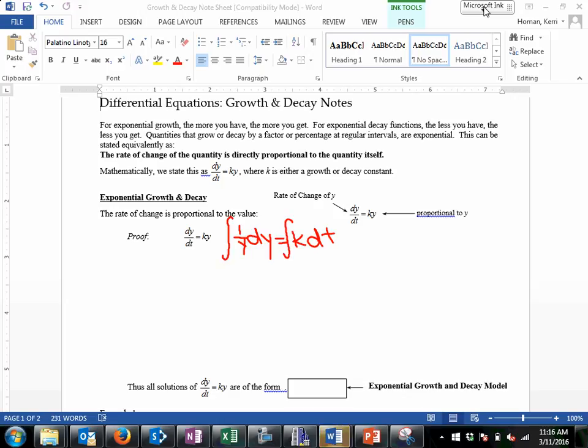Now we need to integrate both sides. What is the antiderivative of 1 over y? The natural log of the absolute value of y. Thank you. What about the antiderivative of k dt? kt plus c.